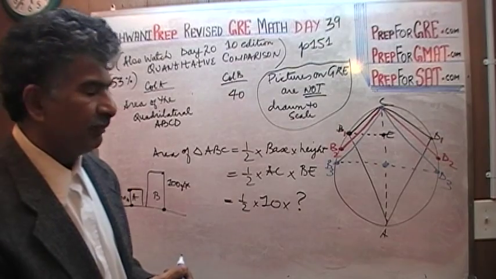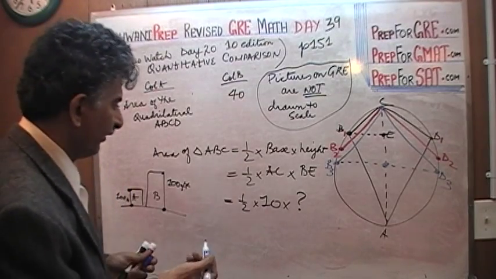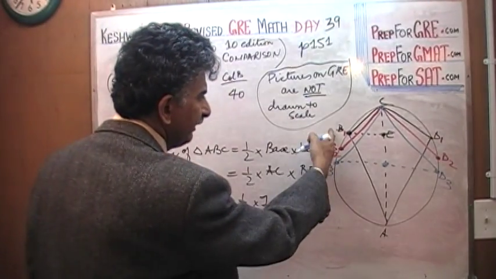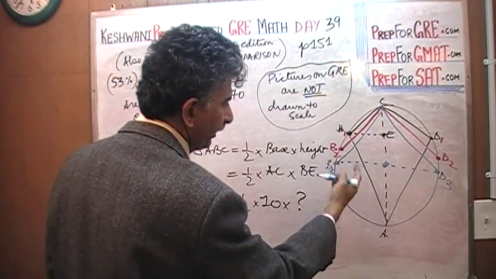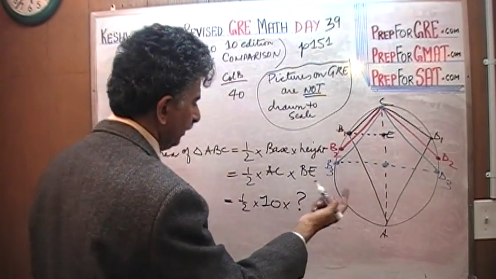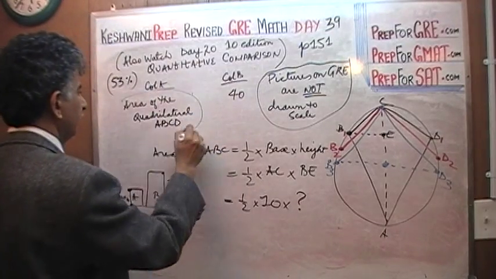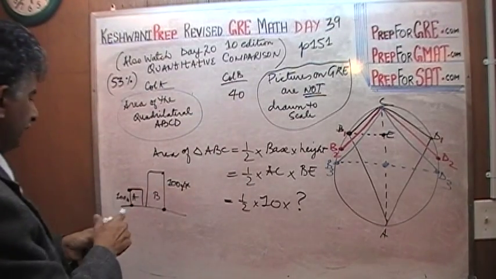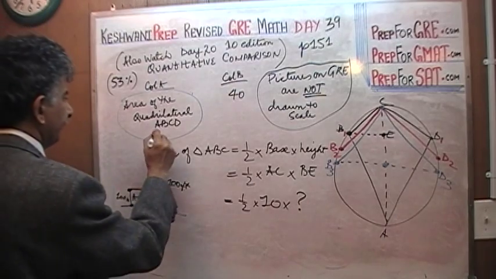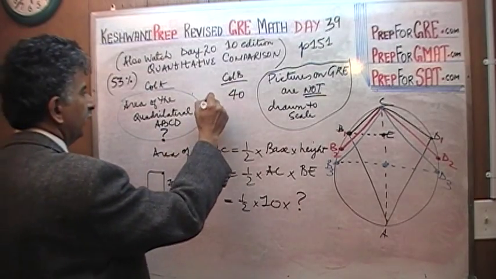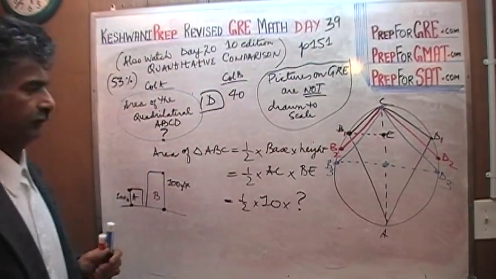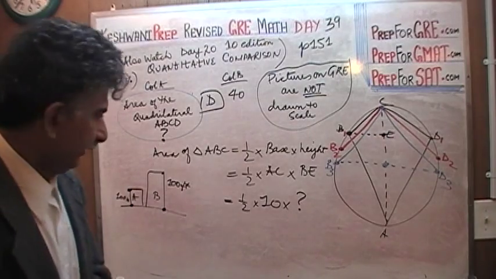So what is the maximum area? So the answer is here. Because we do not know where B is located, we cannot figure out the height of the triangle B to E. We cannot figure it out. And because we cannot figure out the height, we do not know what this quantity is. We have no idea what this quantity is. And therefore, the answer is D.